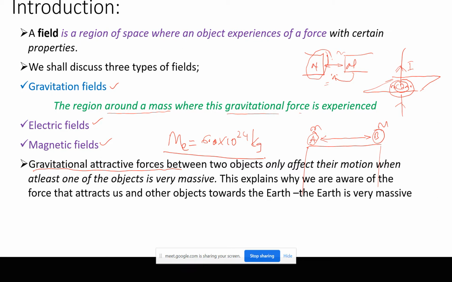Okay. Now compare the mass of an apple with the mass of the Earth. I am saying the gravitational attractive force only affects motion of two objects if one object is extremely massive compared to the other. So if you have two pens on a table, A and B, you notice that their masses are relatively small. And of course, other factors come into play.